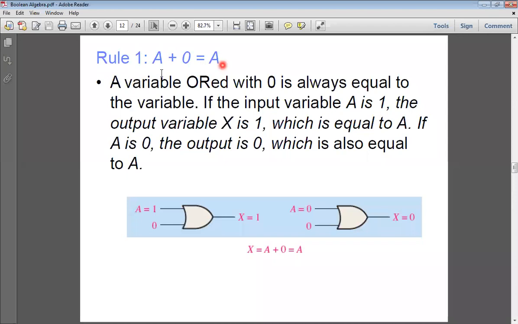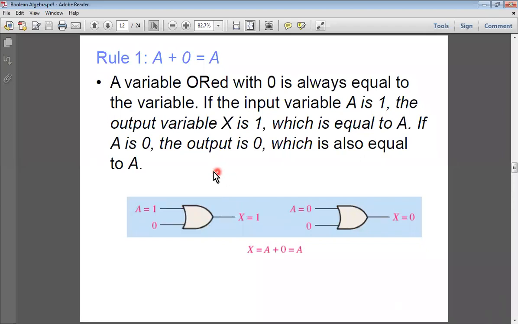So this is what this rule says. A variable ORed with 0 is always equal to the variable. If the input variable A is 1, the output variable X is 1, which is equal to A. If A is 0, the output is 0, which is also equal to A. Here we see some proof of this rule, how it works, why it is so.